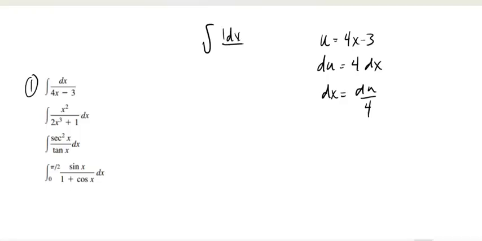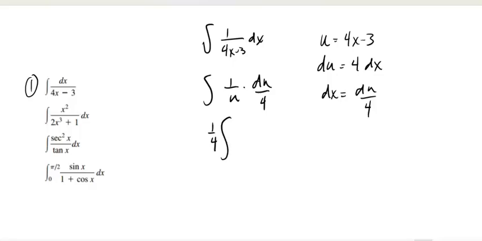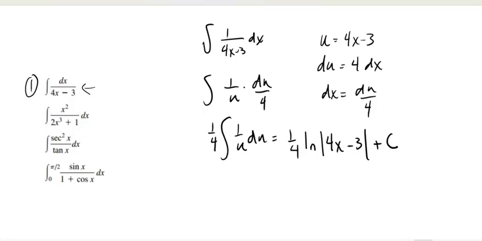So when I integrate 1 over 4x minus 3, you could rewrite it, that just looks a little funny, doesn't it? So I would rewrite it as 1 over 4x minus 3 dx, and then do my substitution. 1 over u dx is du over 4. So I pull out the 1/4, and then I integrate 1 over u du, which is 1/4 the natural log of u, which is 4x minus 3, plus c. Now, if you want to check your work, remember, for any integral, take the derivative of that and see what you get. And you should get this.